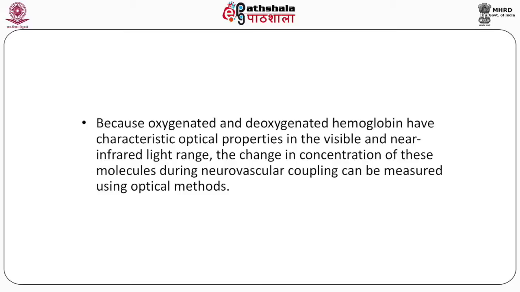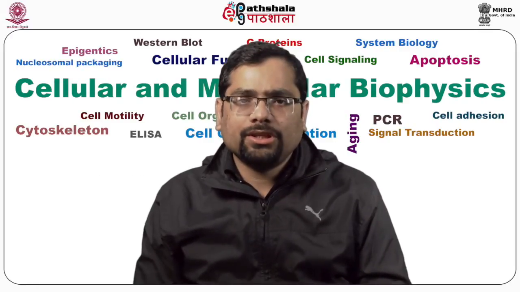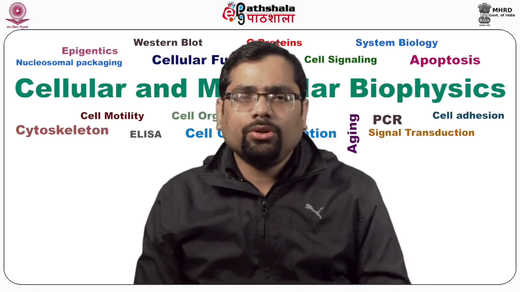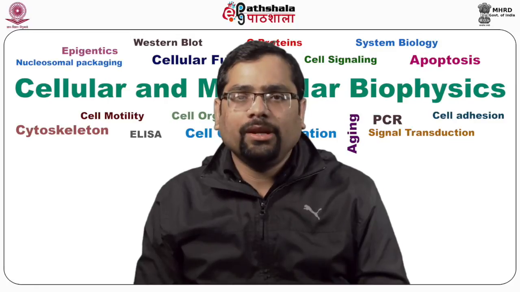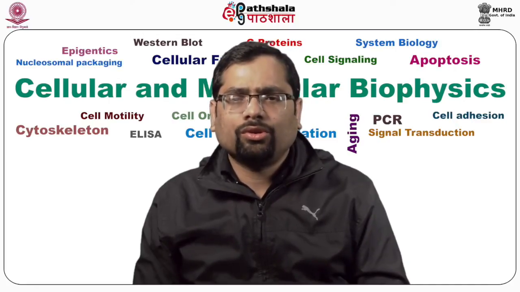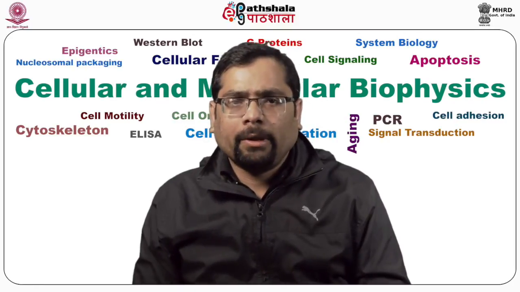The change in concentration of these molecules during neurovascular coupling can be measured using optical methods. So, neurovascular coupling occurs, there is more oxygenation, after that there is more deoxygenation, and both oxygenated and deoxygenated hemoglobin, since they have different optical properties, we use this difference in their optical properties to analyze this blood flow and the neurovascular coupling, using these optical methods.